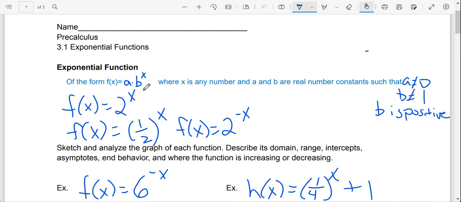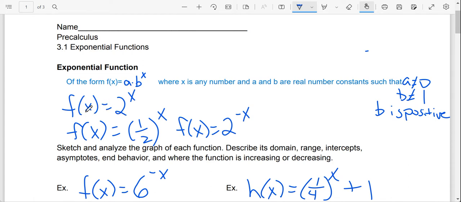If b is 1, 1 to any power is itself. So it would be whatever the value of a is, no matter what the input is. And b being positive, if you get a b value that's negative, your graph's going to be crazy and all over the place and not an exponential function.